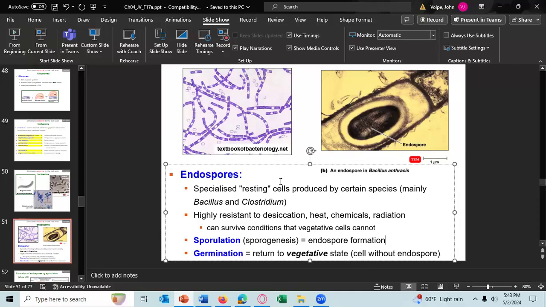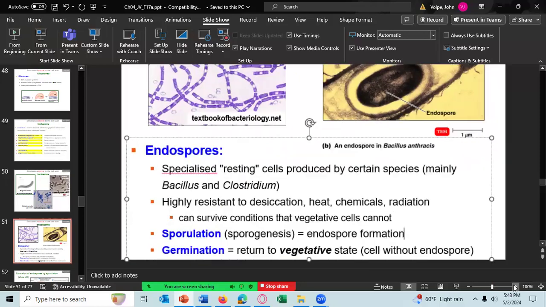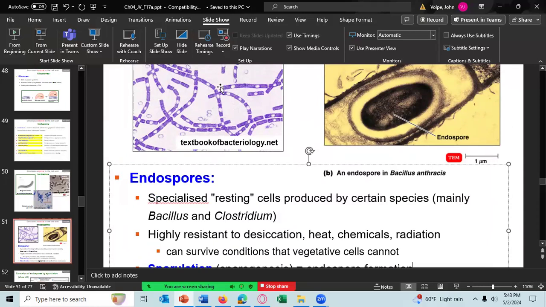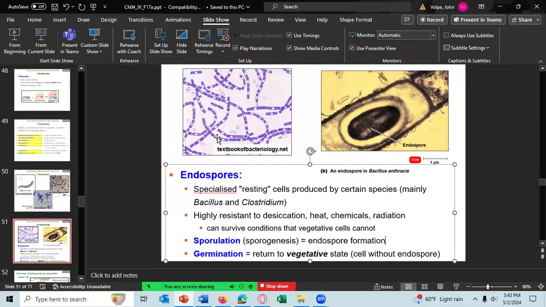Here we're seeing an endospore being made inside this cell. And right there you can see all of these cells, the white, let me blow that up a little more. The white thing there is an endospore being made within that cell. And there's a lot of them being made here.